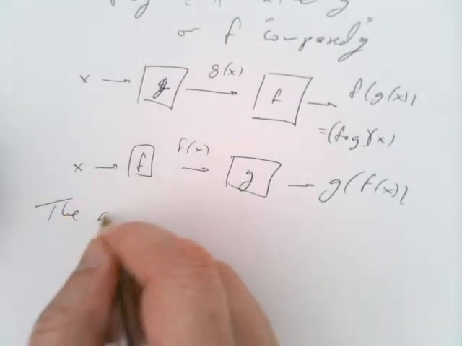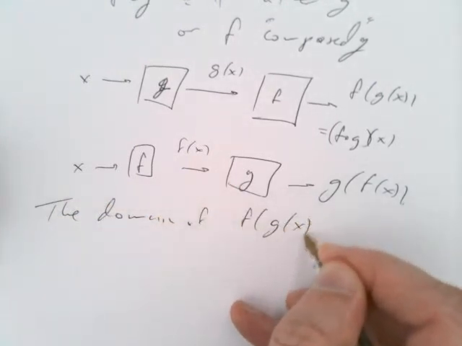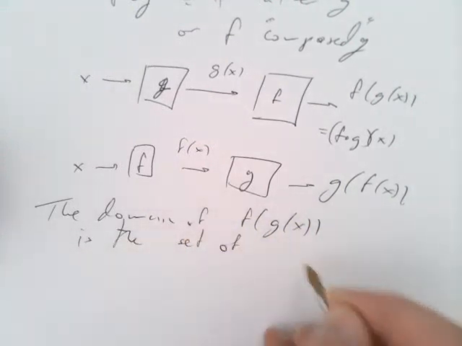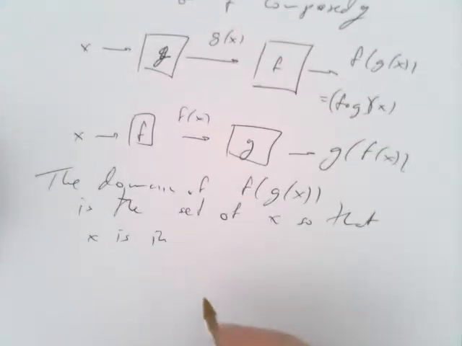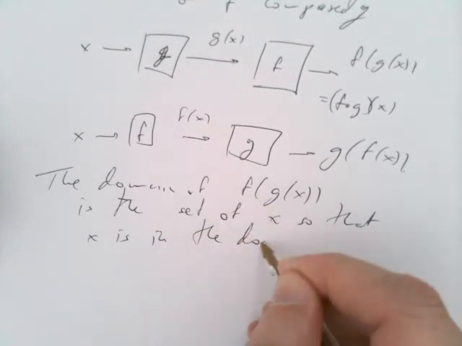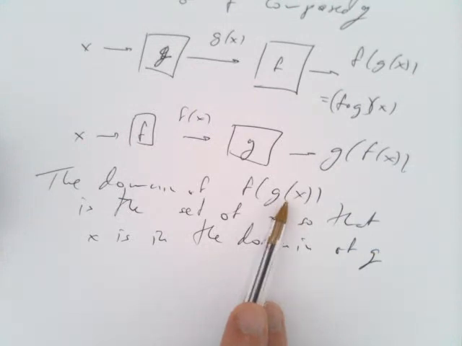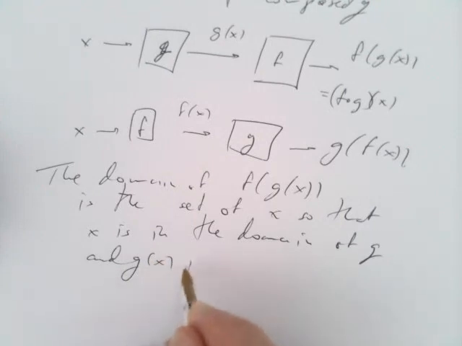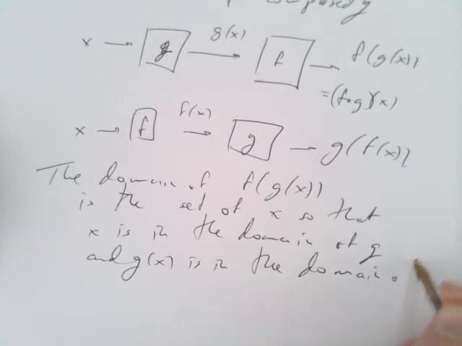So the domain of, let's say, f of g of x, for example, is the set of x so that x is in the domain of g. So you can plug it in. It makes sense to plug it into g. And then that has to make sense to plug into f. And g of x is in the domain of f. Okay, so we have to be able to make sense out of it.